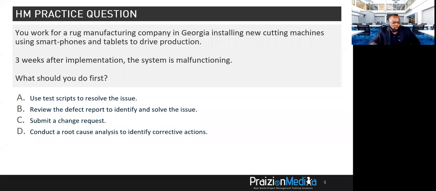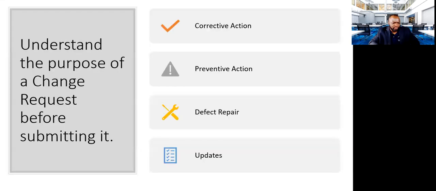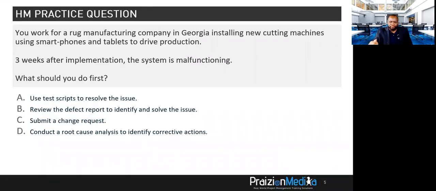So there's one overarching mindset about this question, and it's as follows. Understand the purpose of a change request before submitting it. With that in mind, if you go back to the question and think about it: a system is malfunctioning. What is the first thing you would do? Think about it.